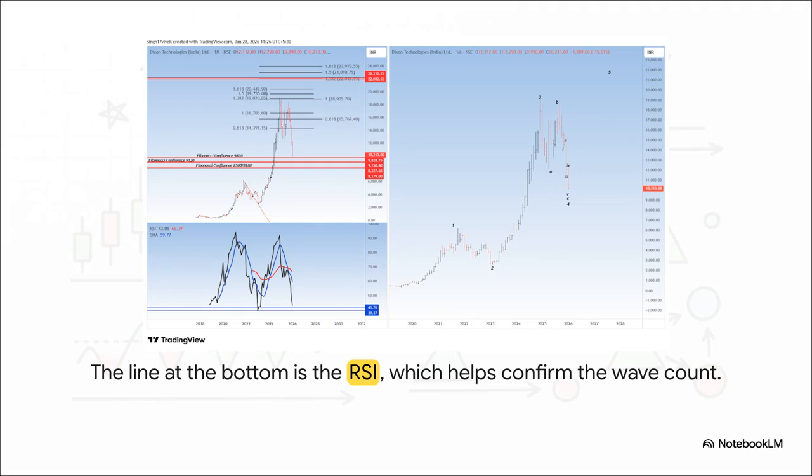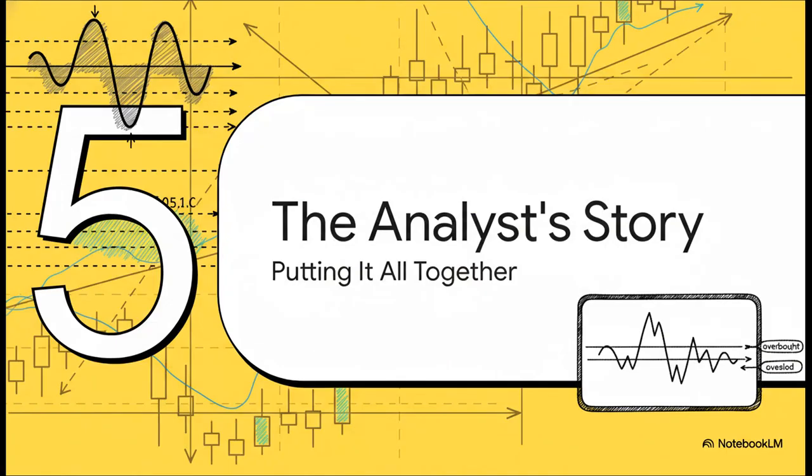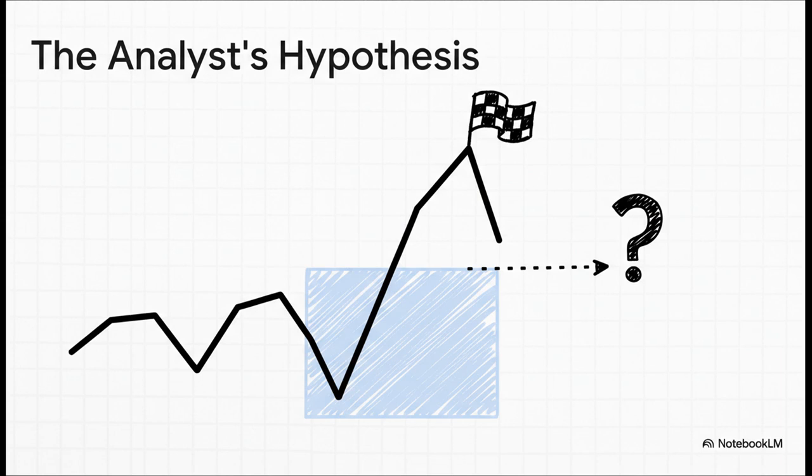And see that jagged little line at the very bottom of the chart? That's the RSI. An analyst uses this to basically fact-check their wave theory. For example, during a really strong wave 3, they'd want to see a big peak in the RSI. It's another piece of evidence to support their story. All right, we've talked about the 3 key ingredients here: the Elliott waves, the Fibonacci levels, and the RSI indicator. So now let's put it all together and finally read the story that this analyst is telling us with this chart. So what's the bottom line here?